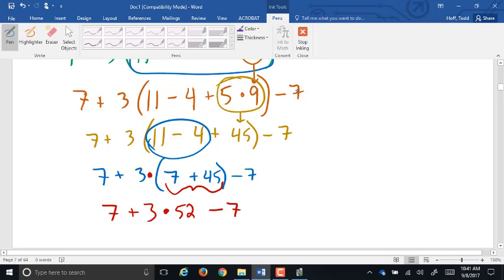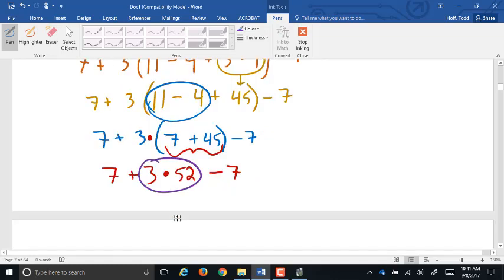Now we're done with that parentheses. We got to go back up our levels of priority. Are there any other enclosing symbols? No. Exponents? No. Multiplication, division? Yes. So 3 times 52 is 156. Very good.